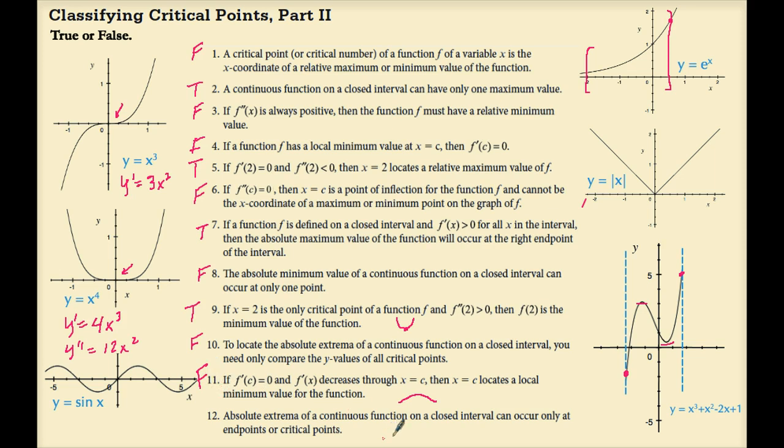Number 12. Absolute extrema of a continuous function on a closed interval can occur only at endpoints or critical points, and this is true.